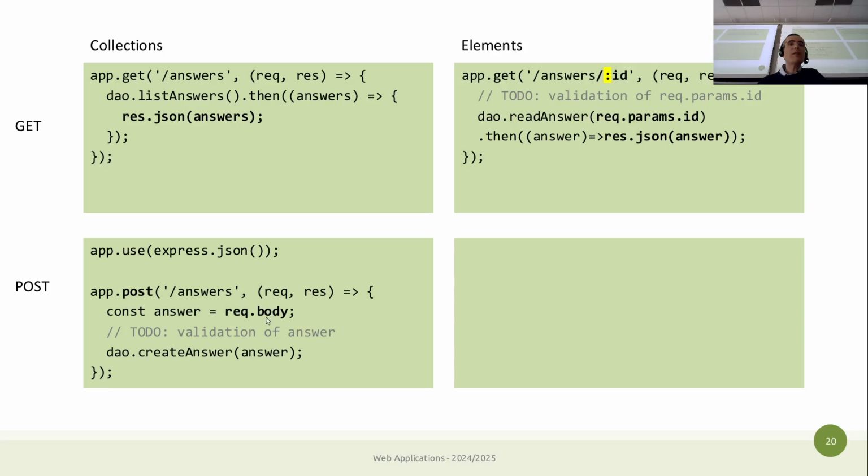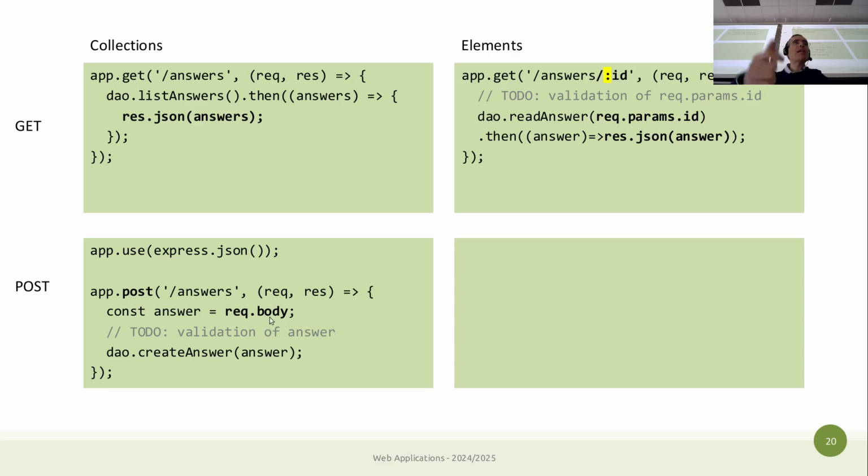Req body here is used as a JavaScript object, but that's fine, because we use the Express JSON middleware. That has to be used like this, and it needs to be done only once at the beginning of your file. So you tell Express, before registering any URL, to use the Express JSON middleware.